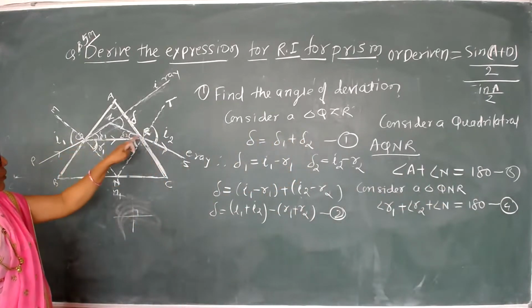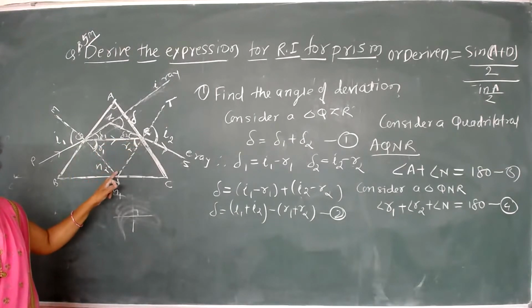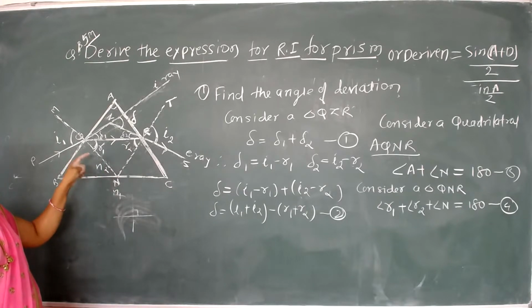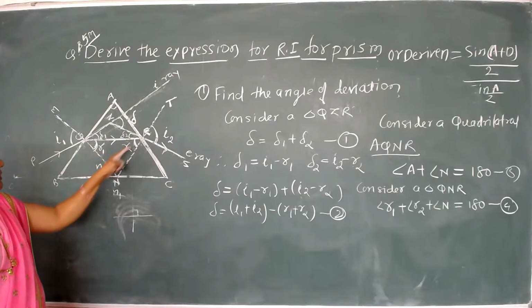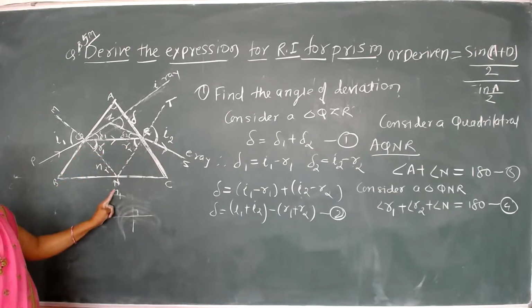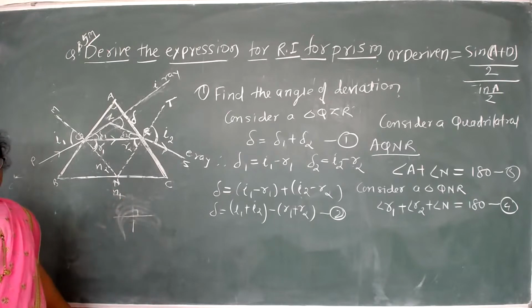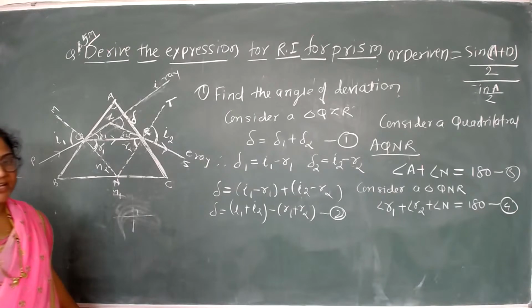Consider the triangle QRN. In that triangle there are three angles, R1, R2, and angle L, and the sum of the three angles is equal to 180. R1 plus R2 plus angle L is equal to 180. Then compare equation 3 and 4.